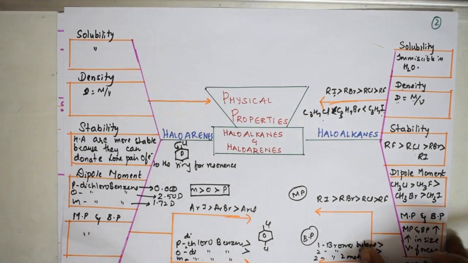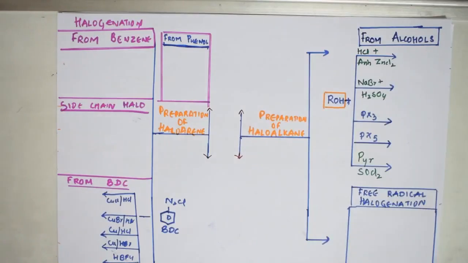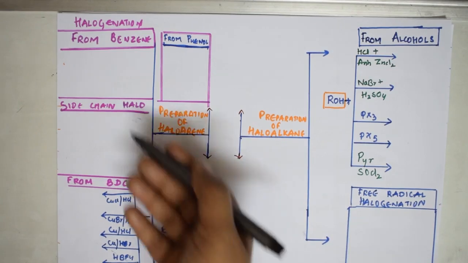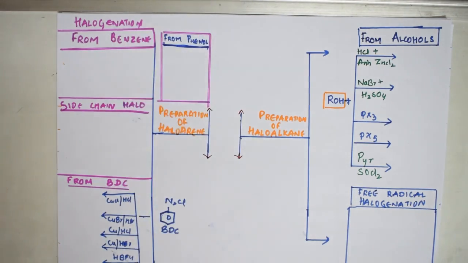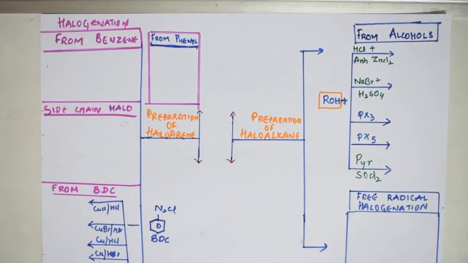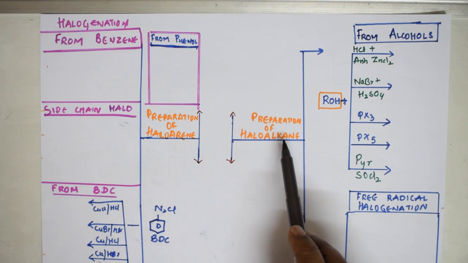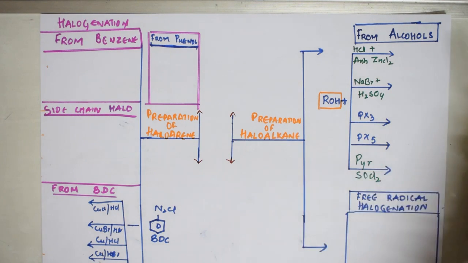So let us come back and do the next page, that is preparations of haloalkanes and preparations of haloarenes, which are listed here. Let us start with the preparations of haloalkanes and haloarenes in one page. Here in the haloalkanes preparation, we are going to obtain the haloalkanes from alcohols as well as free radical halogenation.